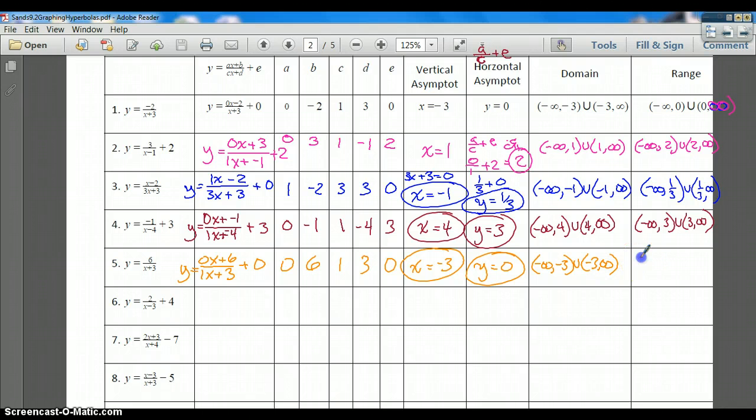The range will be everything except for when you get 0 for y. So negative infinity to 0, and 0 to infinity.